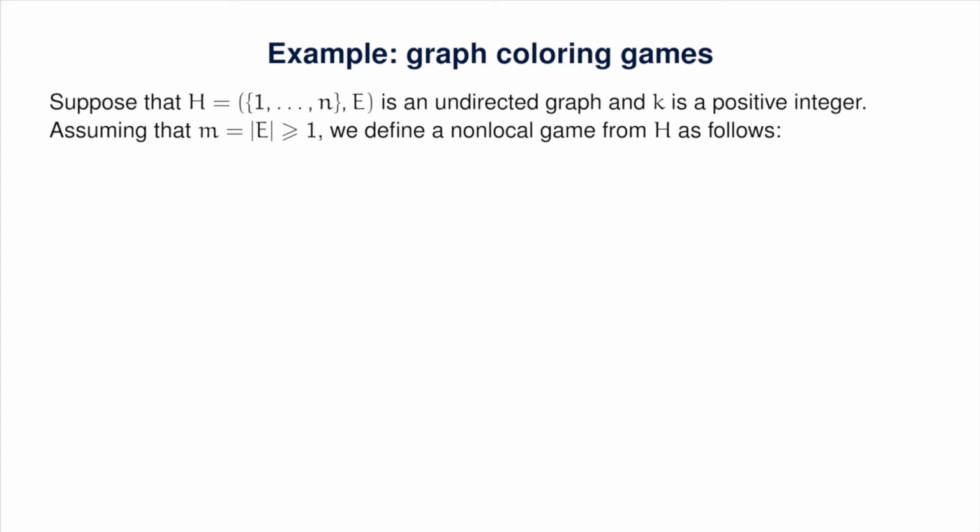Let's also suppose that k is a positive integer, and think of the numbers 1 through k as representing distinct colors. The way the game works is that the referee sends each player the name of a vertex, and they must respond with a color.